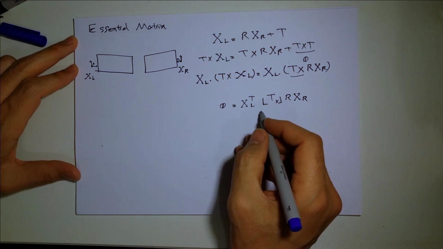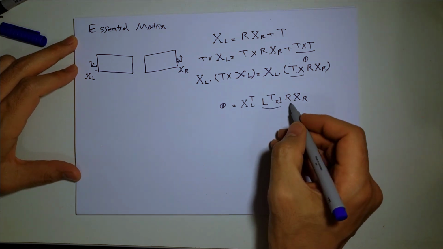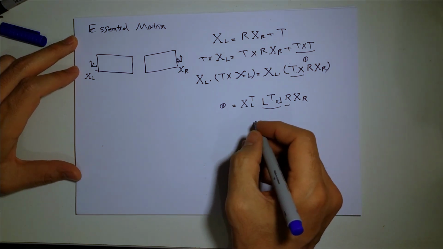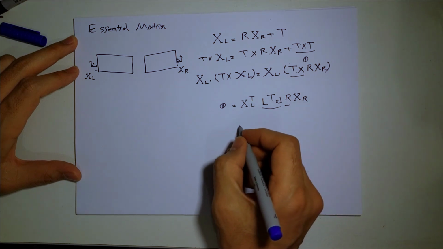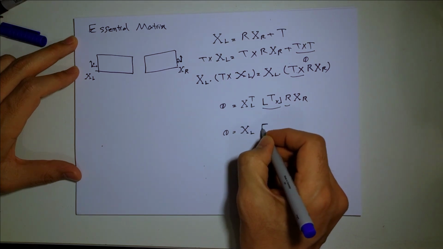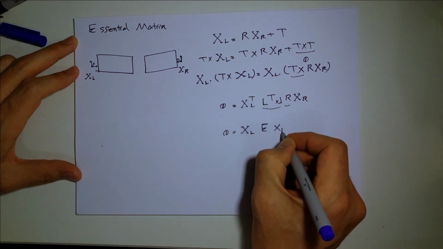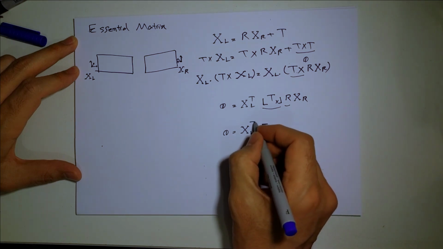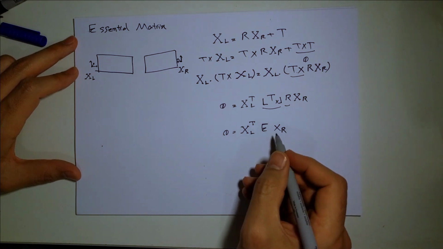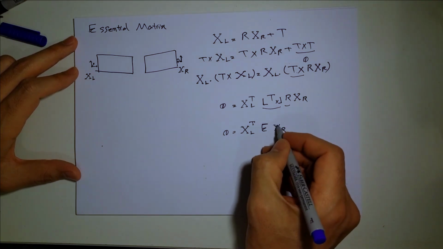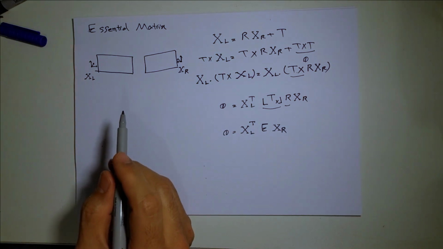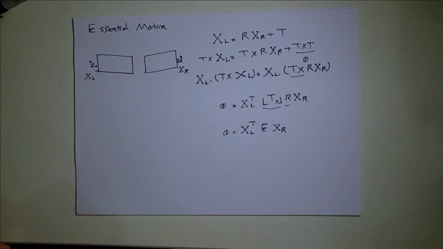Okay, so this is a 3 by 3 matrix now of rank 2, and these are two points, 3 by 1. So I can call this E and rewrite it as XL transpose multiplied by E multiplied by XR. So this is the definition of the essential matrix, which, as you can see, relates the frame of the right camera to the left camera. So that was the essential matrix.